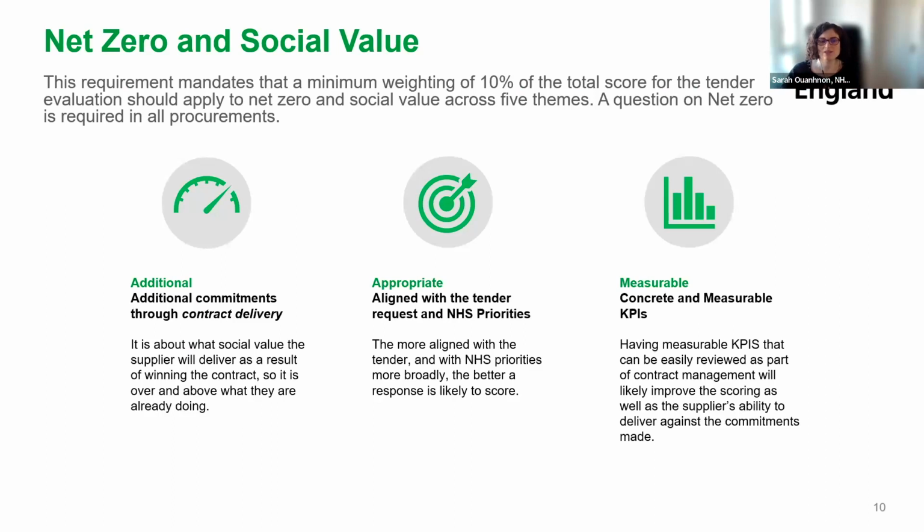What is the additional thing you, as a supplier, are going to be doing in the delivery of this contract to reduce your emissions? So it can be an answer on the delivery, for example, or it can be an answer on what is done with the IT that the team use. So it has to be very specific. It has to be appropriate, so it can't be completely unrelated to the contract or the NHS priorities. And then finally, if possible, it has to be measurable.